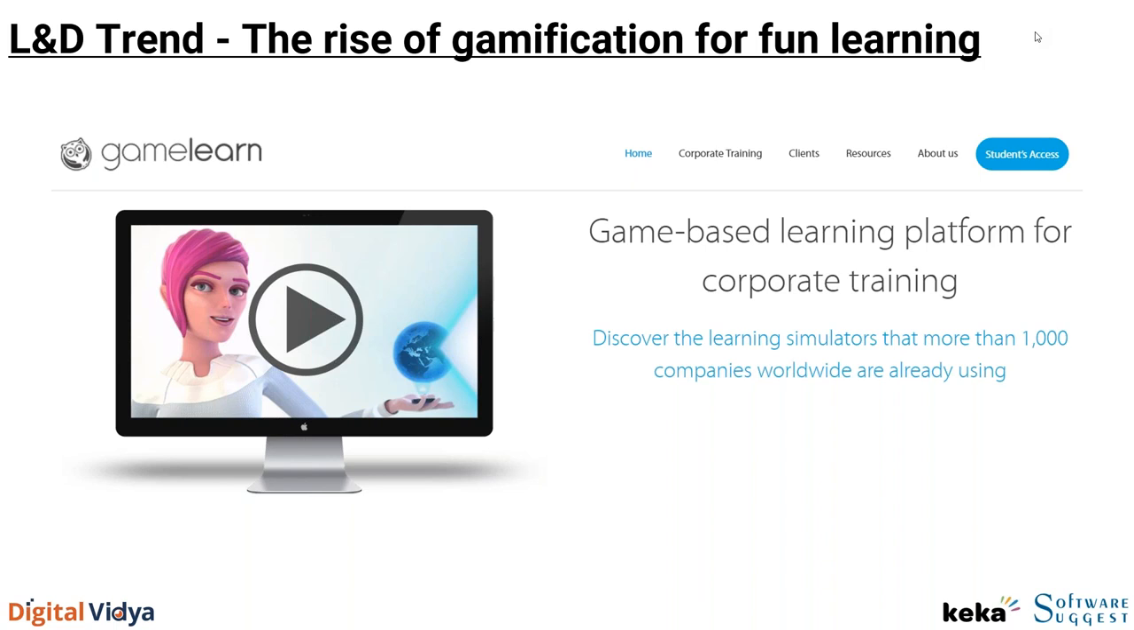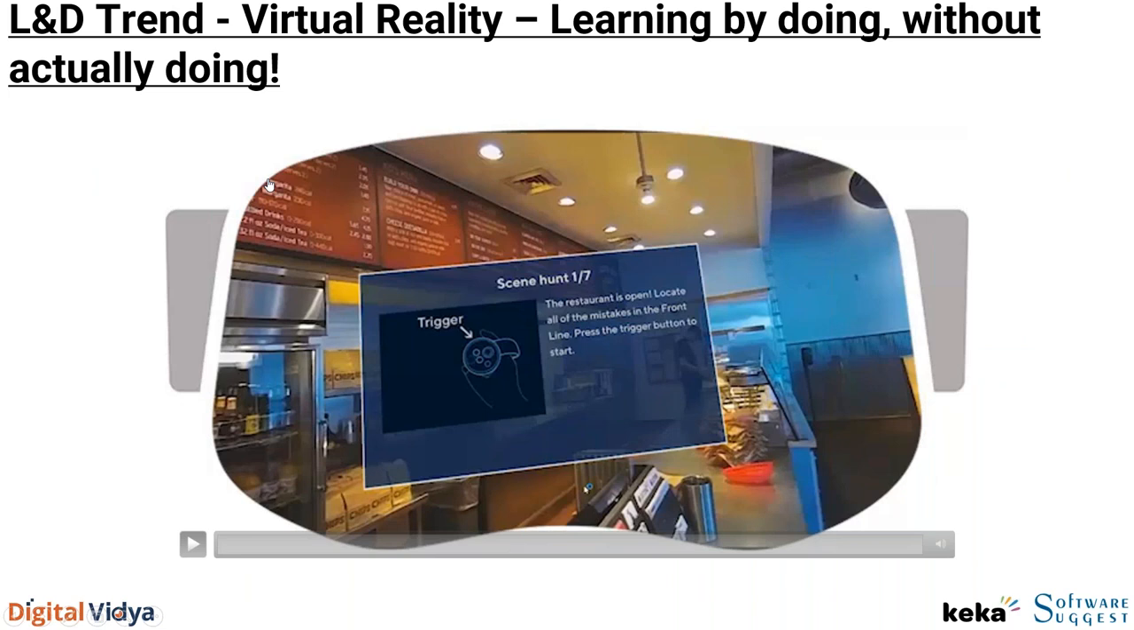Another key trend that is taking over the L&D space is virtual reality. Virtual reality helps people learn by doing, because we know that learning by doing works best. And this is without actually doing. They're in a virtual environment where they can learn by working on a project they would be working on in reality. So this is an example here. I'm just going to play this for you.